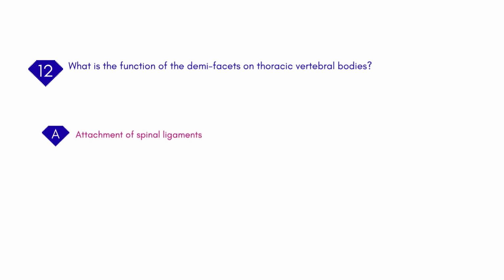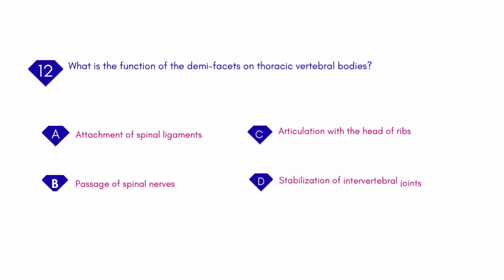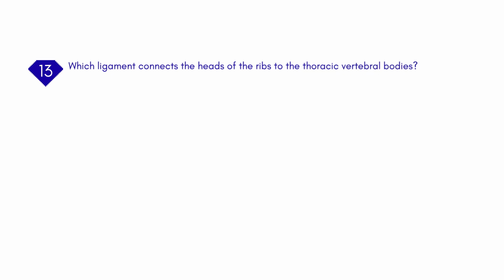A. Attachment of spinal ligaments. B. Passage of spinal nerves. C. Articulation with the head of ribs. D. Stabilization of intervertebral joints. Answer: C. Articulation with the head of ribs. Which ligament connects the heads of the ribs to the thoracic vertebral bodies?